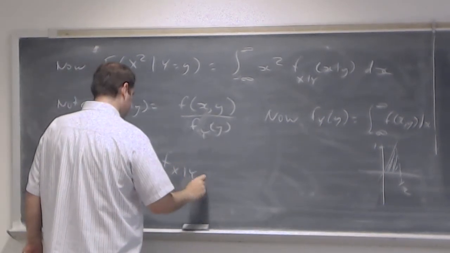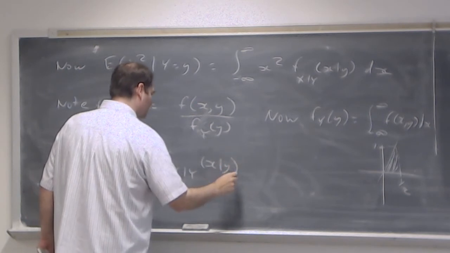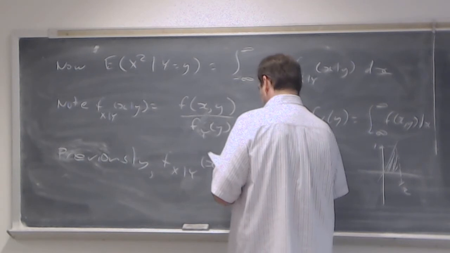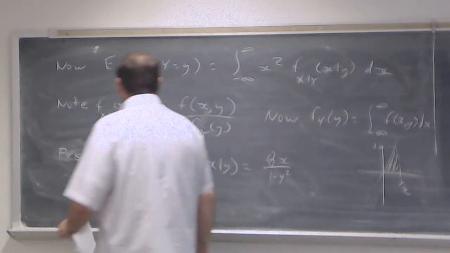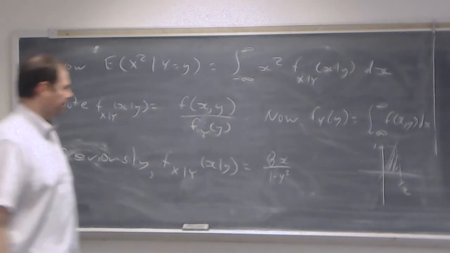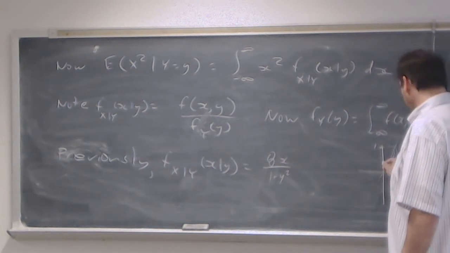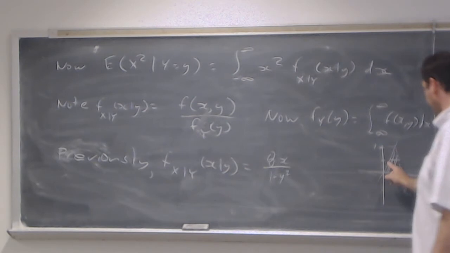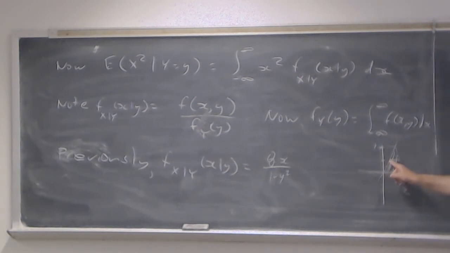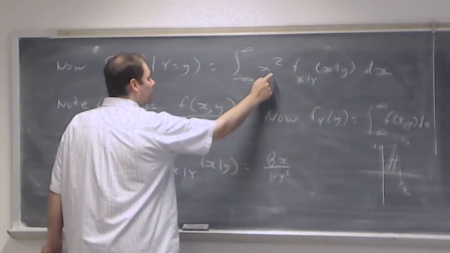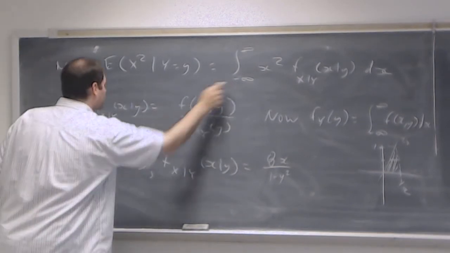F of x given y is going to be equal to 8x over 1 minus y squared, with some restrictions. The restrictions can be found here: for whatever y is, look at what the x's run from. The x's will run from this line, x equal y over 2, to this line, x equal 1/2, and otherwise it's defined to be 0. So that affects this integral.